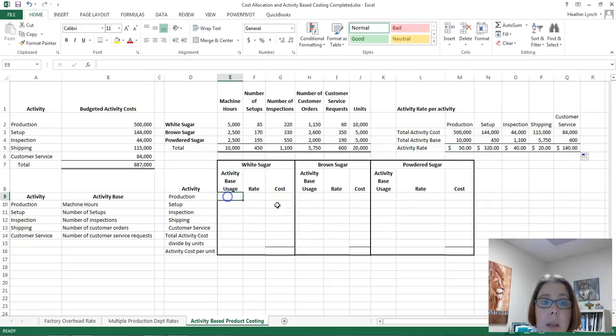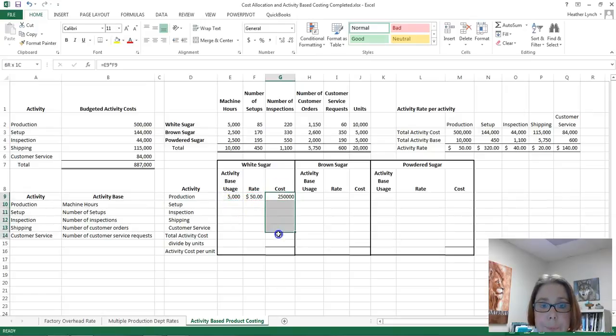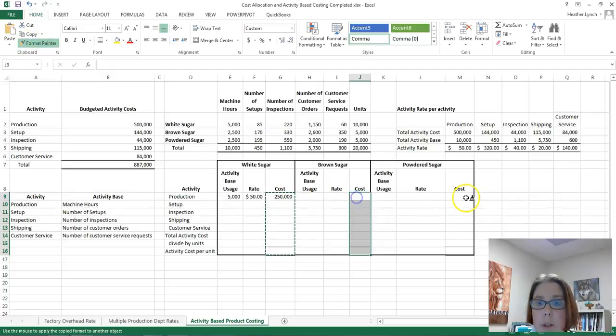So let's look at white sugar. So we still have to go with understanding the activity-based usage. So production is based on machine hours. So I'm going to look at production, machine hours, white sugar is 5,000. Production, the rate is $50. I'm going to take my 5,000 times my 50. I do that for the same there.